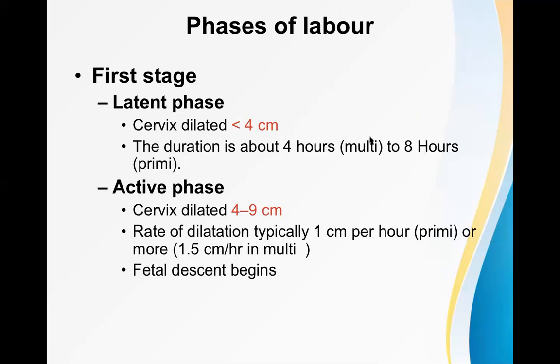Now, that longer duration again has two different phases. Latent phase is when the cervix is dilated less than 4 centimeters, and this phase takes much of the total duration of the first stage. That is about 4 hours in multigravida and 8 hours in primigravida. If 12 hours is the time for primigravida, almost 8 hours is taken by the latent phase, and only the remaining hours are taken by the active phase.